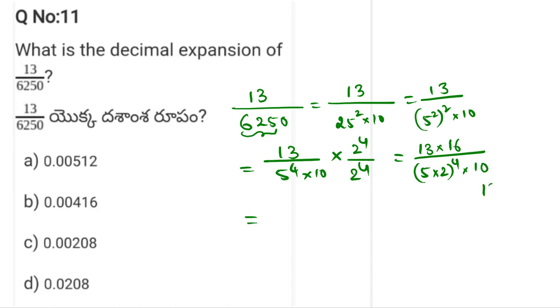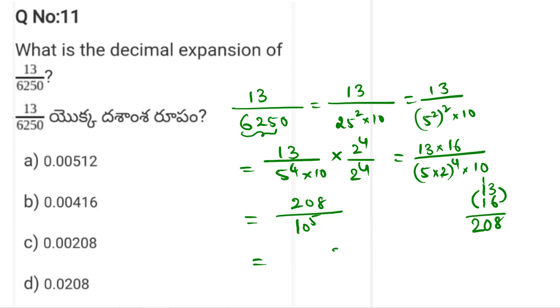I am multiplying here 13, 16. 6 times 3 is 18. 1 will be carry. 6 times 1 is 6. 3 times 1 is 3. 6 plus 3 is 9. 9 plus 1 is 10. So 1 is carry and 0. 1 times 1 is 1. 1 plus 1 is 2. So this is equal to 208. 208 divided by 5 into 2 is 10, 10 to the power of 4 into 10, which means 10 to the power of 5. So 10 to the power of 5.